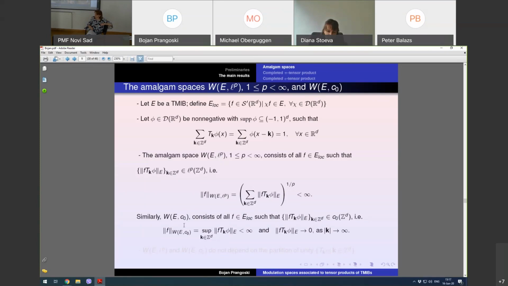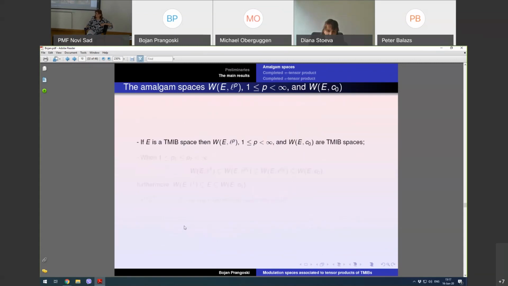Let me just briefly state that the definition of the spaces does not depend on the partition of unity. So in a sense, any partition of unity which is good enough will produce the same space. And for us, it is important that if E is translation modulation invariant, then all of these amalgam spaces will be translation modulation invariant. And furthermore, they always satisfy this chain of inclusions, and the space E always lies somewhere in between.